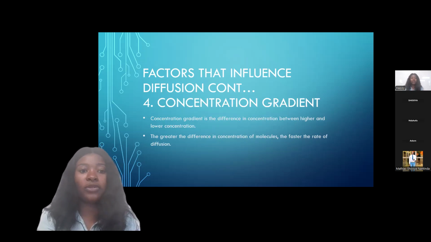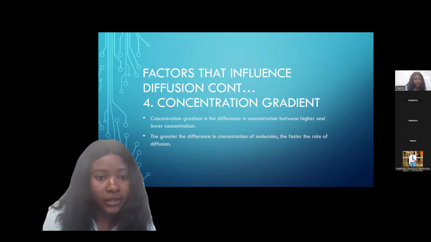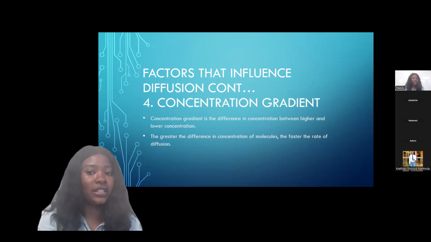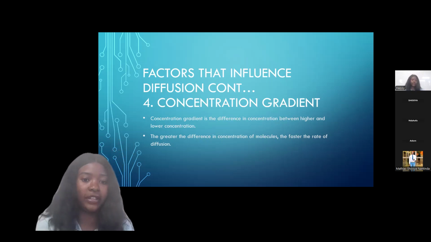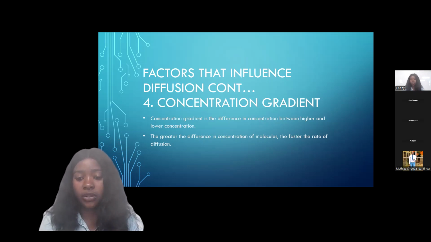All right, then we move on to the last one, which is the concentration gradient. The concentration gradient is defined as the difference in the concentration between the higher and the lower concentration. So the greater the difference in concentration of the molecules, the faster the rate of diffusion is going to be.